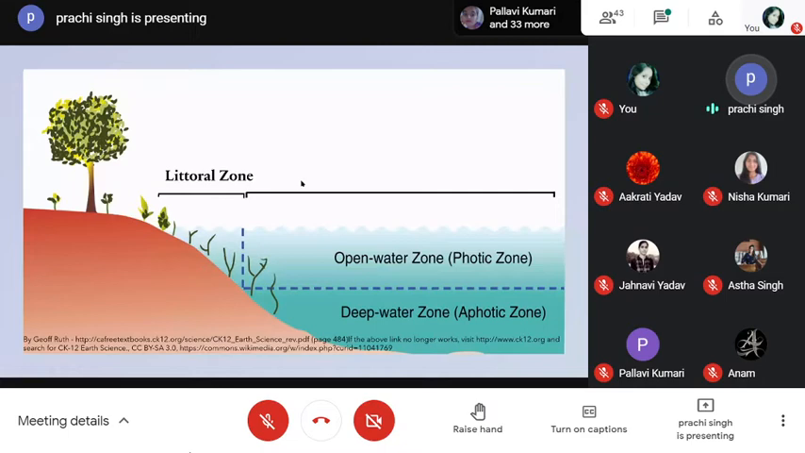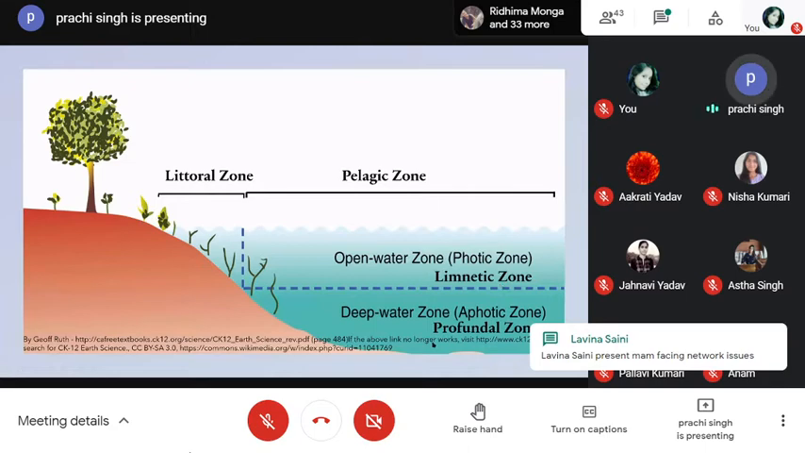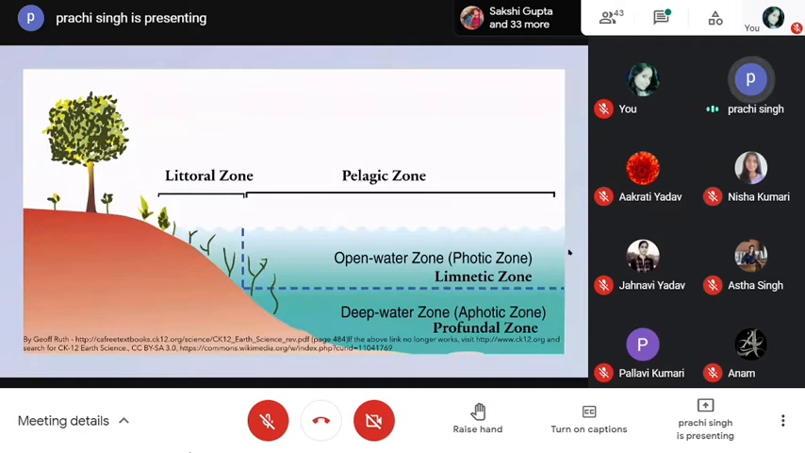Now this pelagic zone is further divided into two zones: the photic zone and the aphotic zone, which means the zone that does not receive ample light. Another name for the photic zone is the limnetic zone, and the deep water zone is known as the profundal zone. So broadly, you can say that a pond ecosystem can be divided into three zones: littoral zone, limnetic zone, and profundal zone.